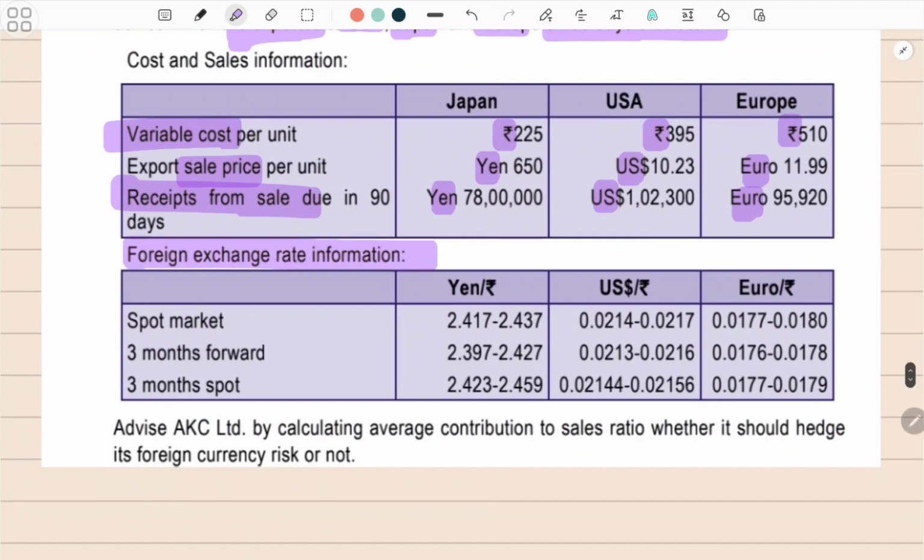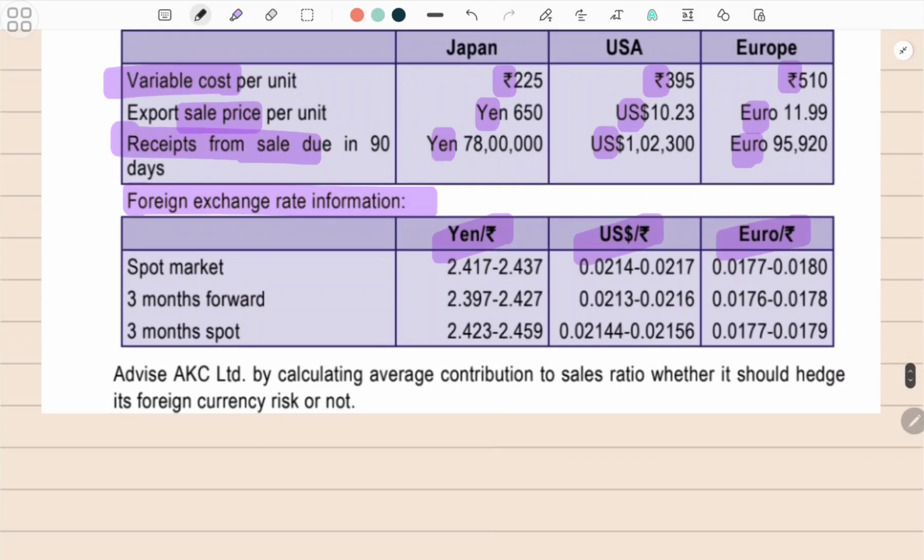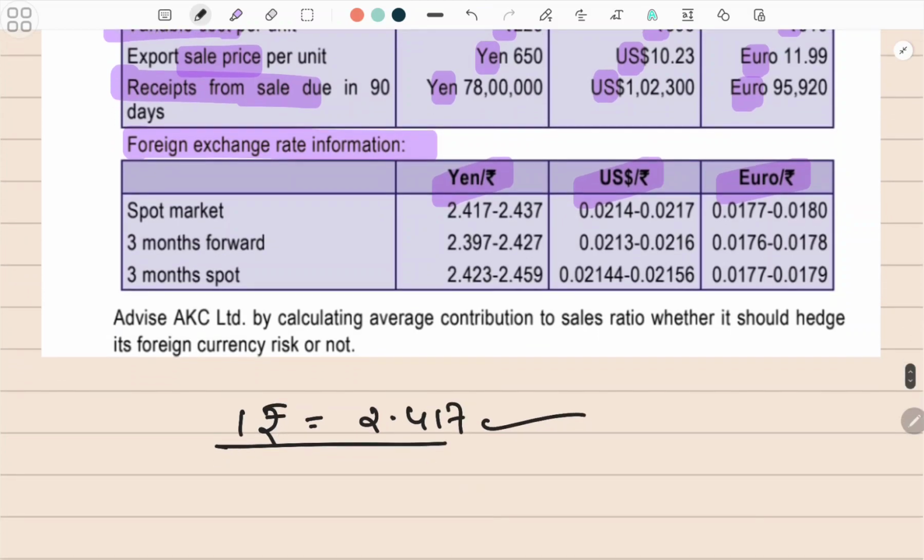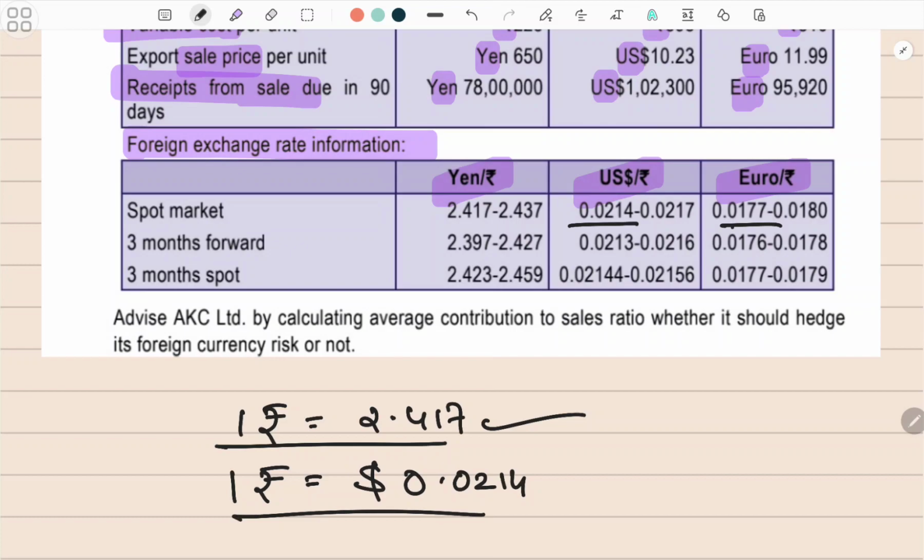Then foreign exchange rate information has to be available, because without this we cannot solve. So the yen per rupee is given to us, dollar per rupee and euro per rupee. Are these rates correct? Yes, they are correct. See, rupee is bigger than the Japanese yen, so 1 rupee is equal to 2.417 yen. It looks correct. Then rupee is smaller than the dollar, and also smaller than the euro, so this also seems to be correct. 1 rupee is equal to $0.0214. Correct? So these rates are perfect.